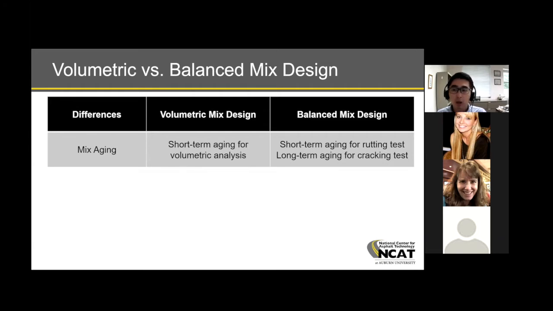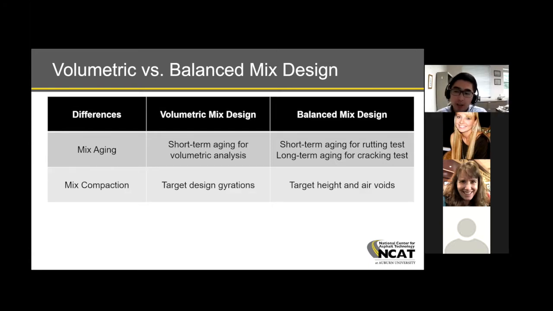But now if we look at balanced mix design, aging is a very important part under the BMD framework. I think our industry has reached agreement that when we do rutting test evaluation, because rutting is an early pavement distress, we need to run the test on short-term aged specimens. But for cracking, we definitely should consider the impact of asphalt aging on the cracking resistance of the mixtures. So in order to consider the aging impact, it is highly recommended that we run those cracking tests after long-term aging.